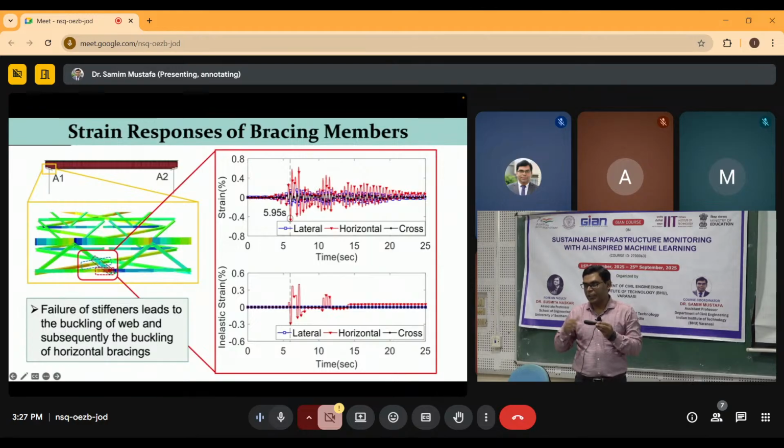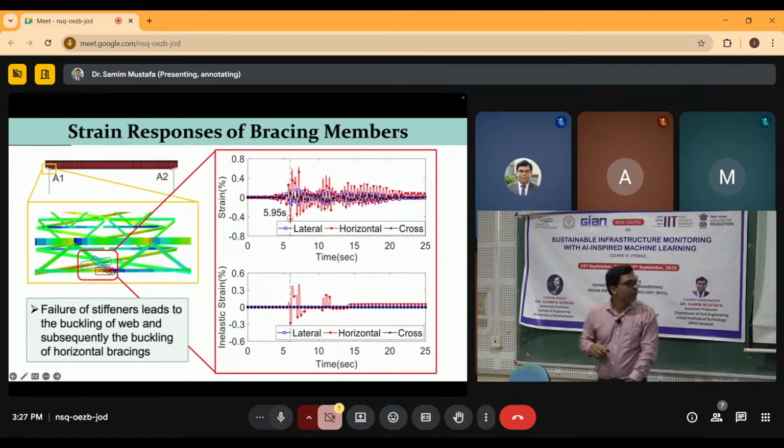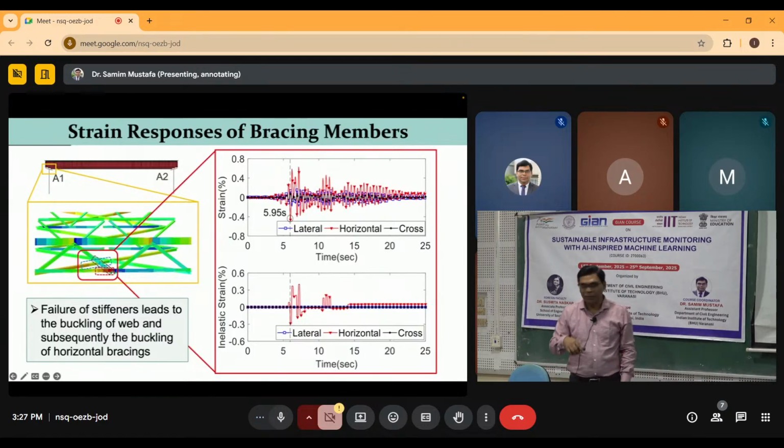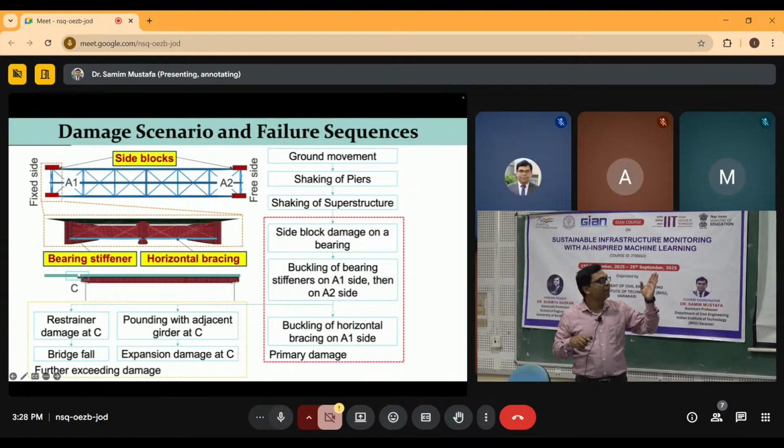So the sequence of failure is: first the side block, then the bearing stiffener, then this horizontal bracing. Failure of the stiffener leads to the buckling of the web and subsequently the buckling of the horizontal bracing. If you summarize this type of analysis, you can have a fault tree of a particular structure. This is for the bridge. Similarly, you can do a similar study for other types of bridges and other structures.